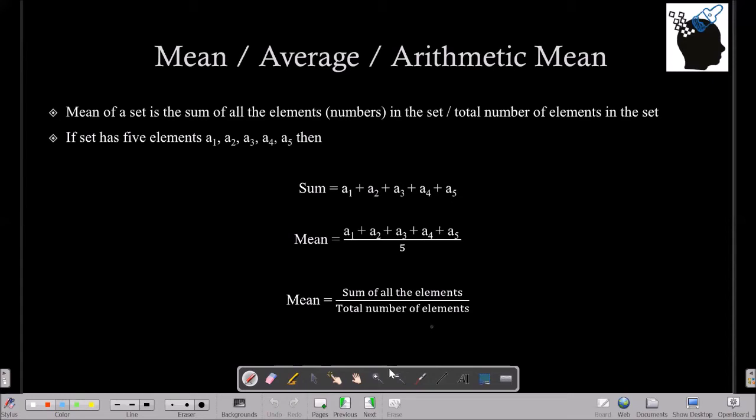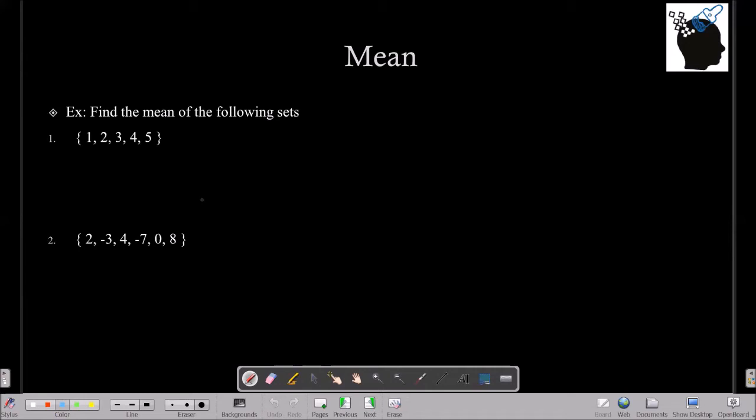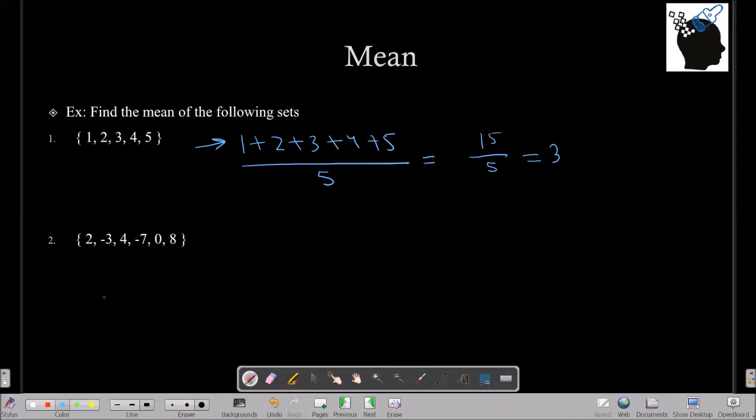Let's take some examples. So let's try this problem. Find the mean of the following sets. So the first set given to us is 1, 2, 3, 4, 5. And we need to find the mean of this set. So to find the mean, we will first find out the sum of all the elements, which is nothing but 1 plus 2 plus 3 plus 4 plus 5 divided by total number of elements, which is 5. So mean will be nothing but sum of all these elements, which is 15 divided by 5, which is nothing but 3.